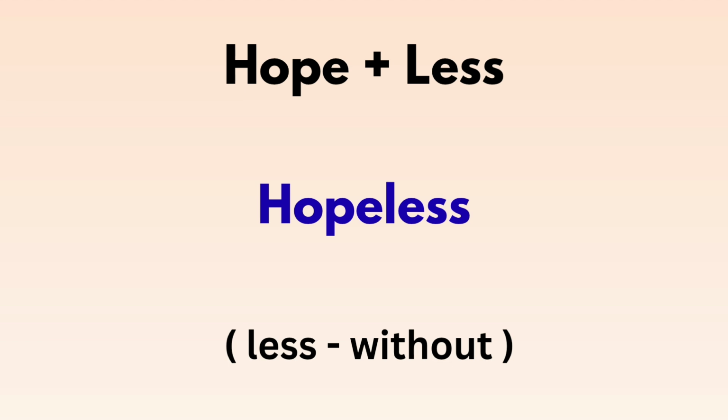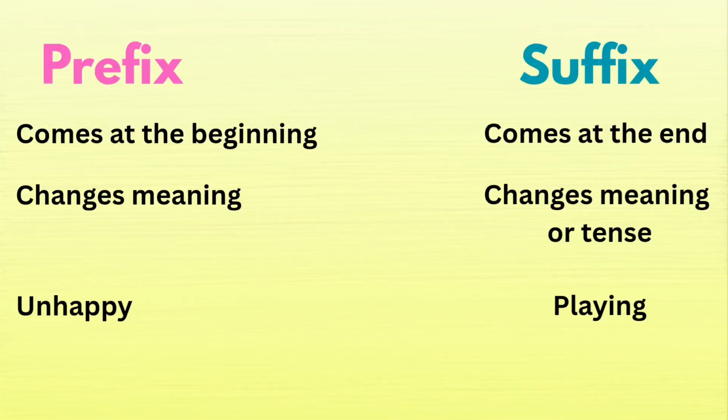Hope plus less, it makes hopeless. The meaning of less here is without. Now let's compare the suffix and prefix. Prefix comes at the beginning while suffix comes at the end. Prefix changes the meaning. Suffix changes the meaning or tense. Example of prefix is unhappy and the example of suffix is playing.